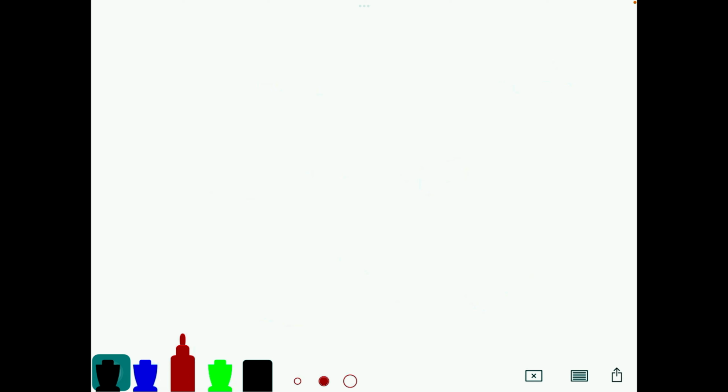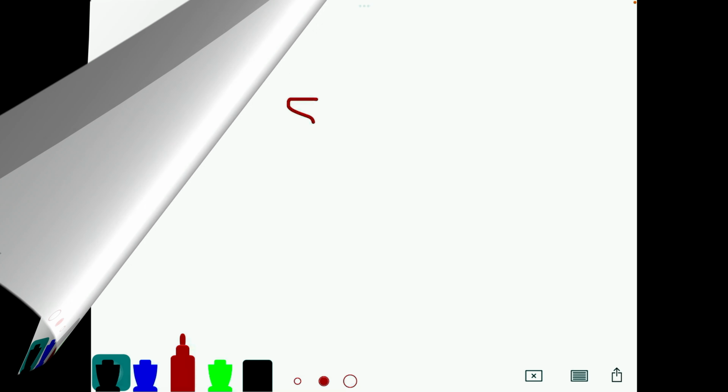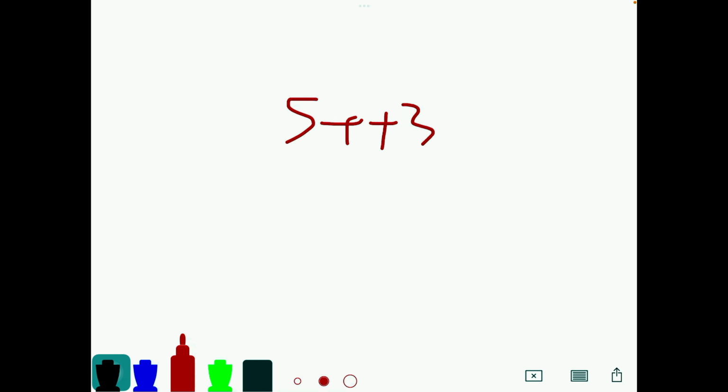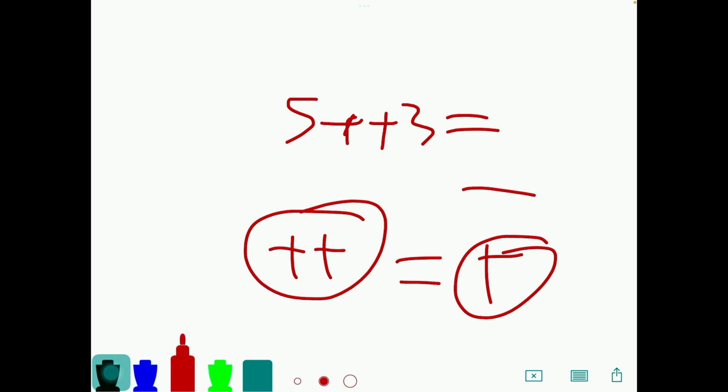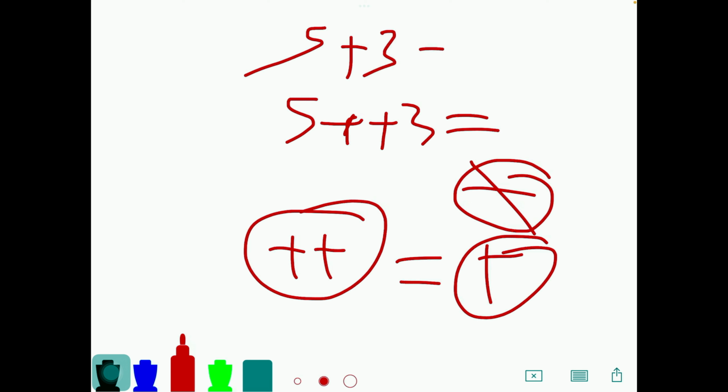So those were some questions, and let's do some more questions now. The other question is, what are we supposed to do when there are 2 plus signs next to each other? When there are 2 plus signs next to each other, that makes it just one plus sign. It doesn't make it a minus sign. No, not a minus sign, it actually makes it just one plus sign. So what's 5 plus plus 3? That's just 5 plus 3, which equals 8.